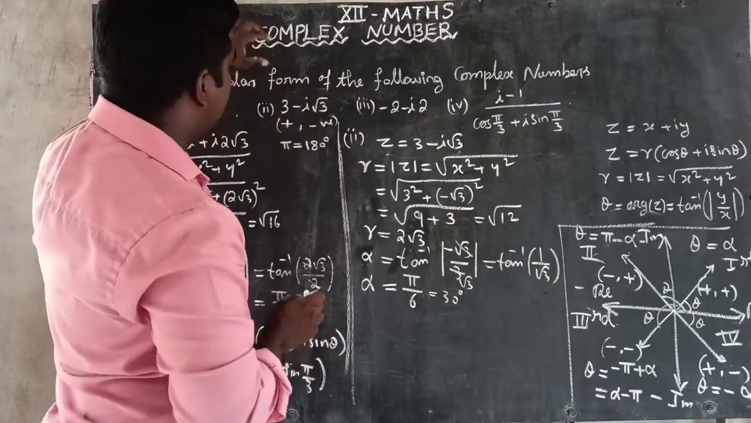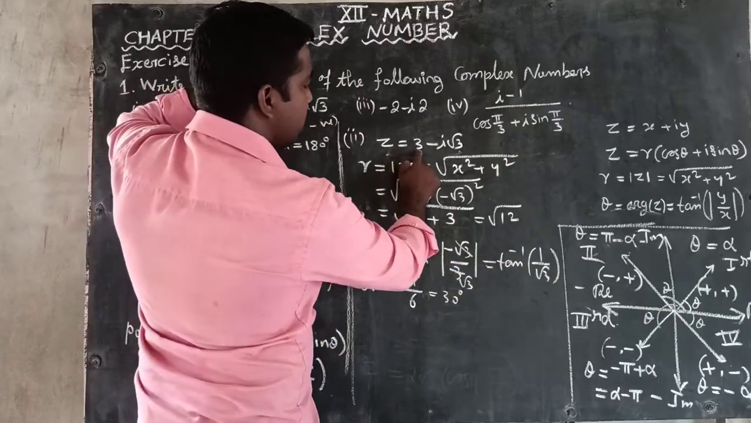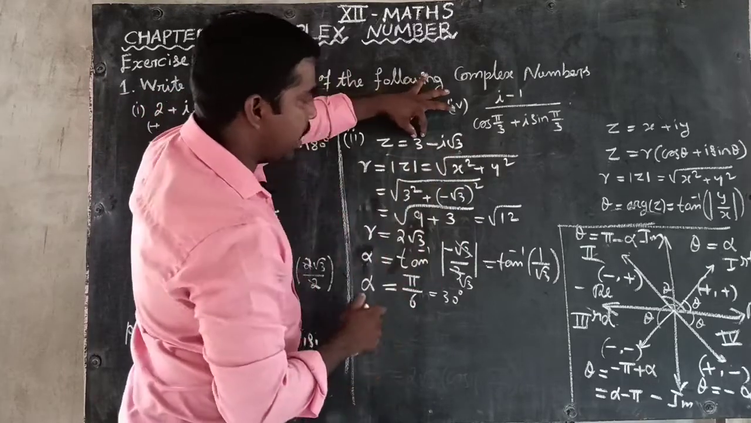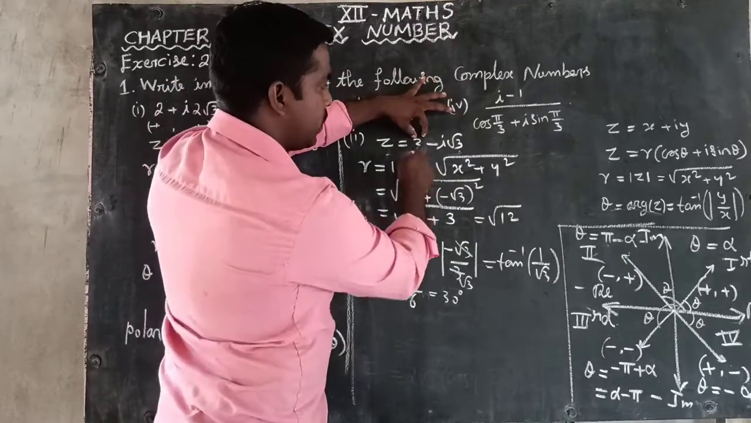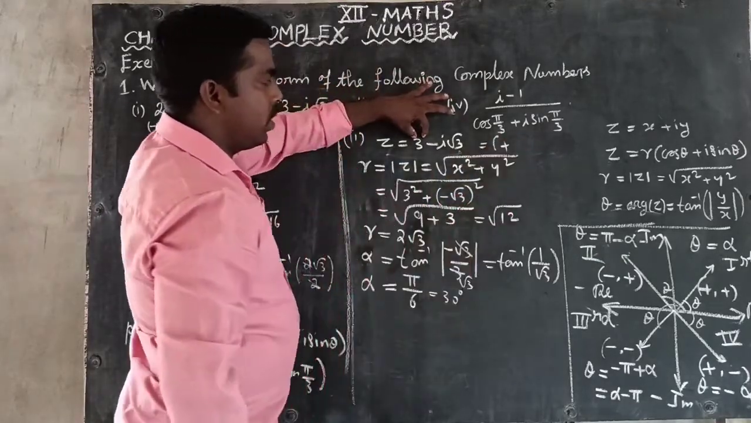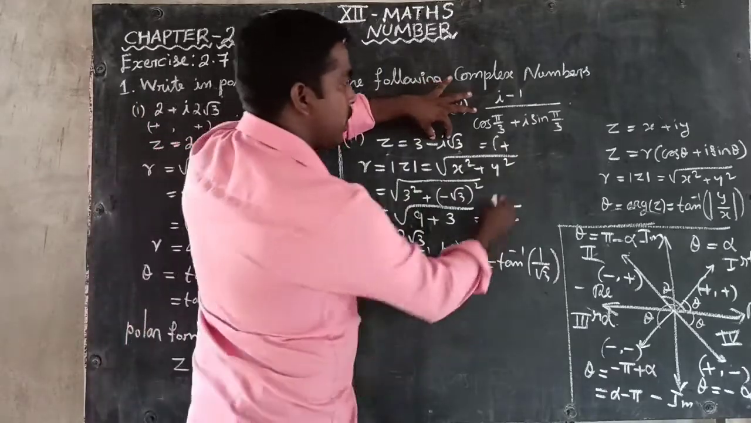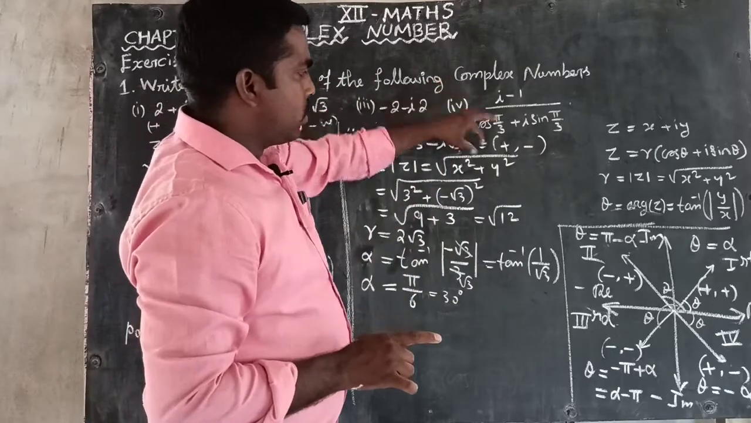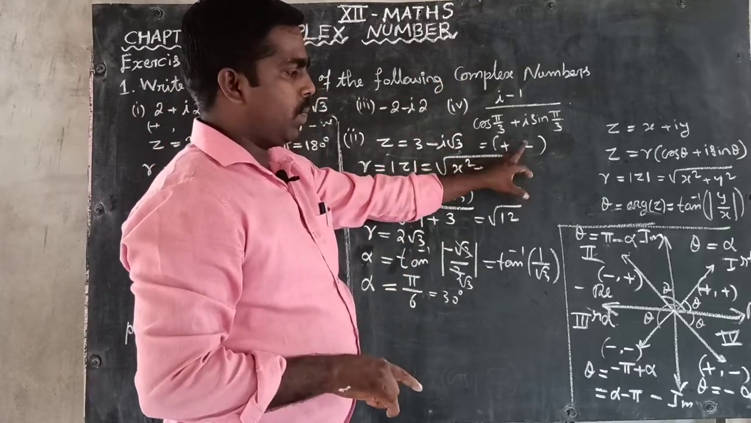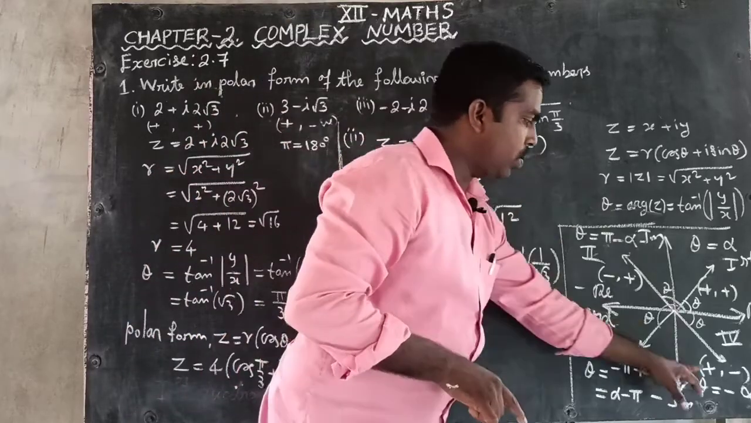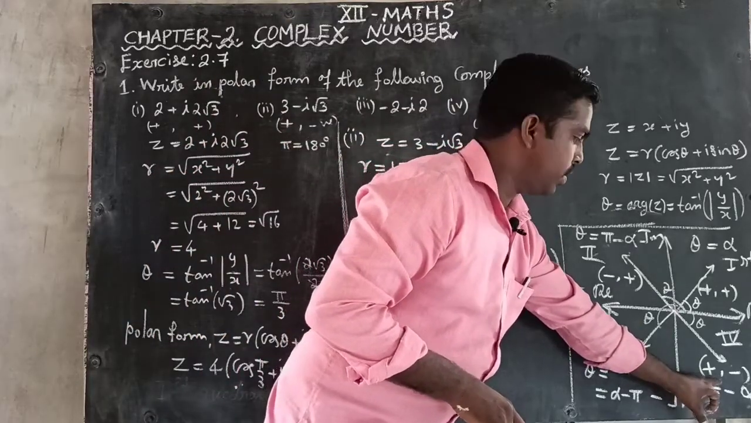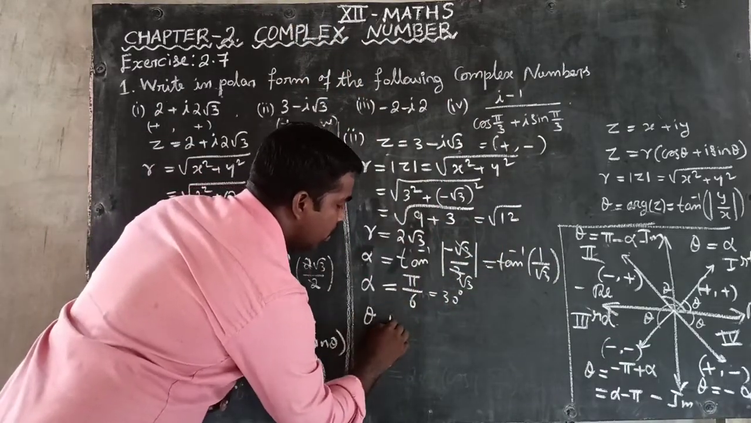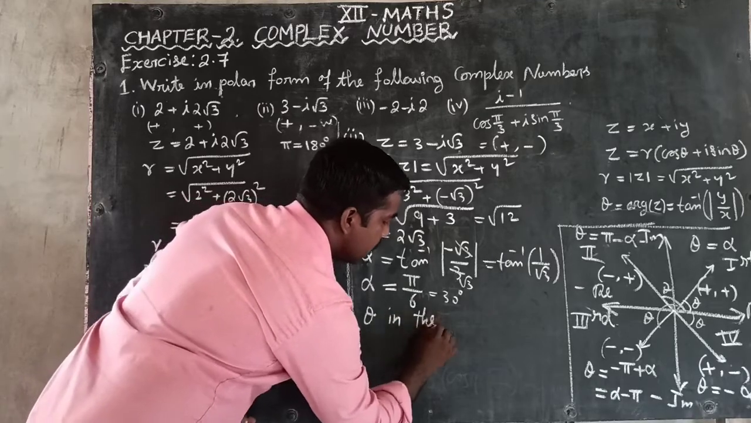Now the given complex number is 3 minus I root 3. The first real part value is positive. So next imaginary part value is negative because minus root 3. So plus minus, this value in the fourth quadrant. So the argument theta in the fourth quadrant.